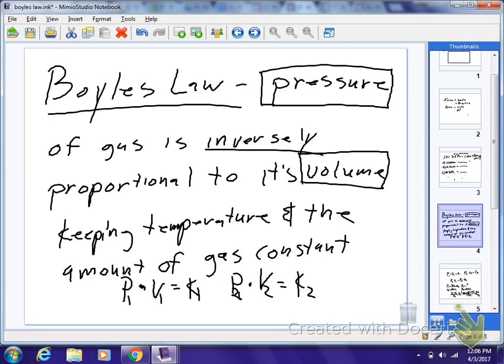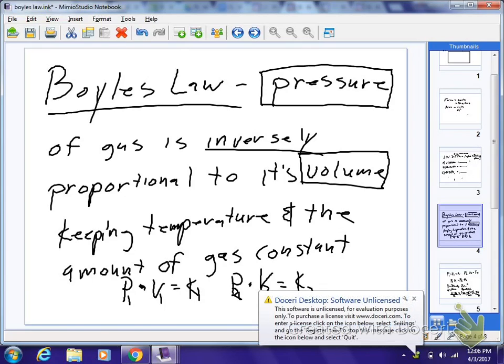So Boyle's law says if we keep temperature not changing, and we keep how much gas we have constant, where it doesn't change, then the two of them will change in opposite directions. They say that they're inversely related.